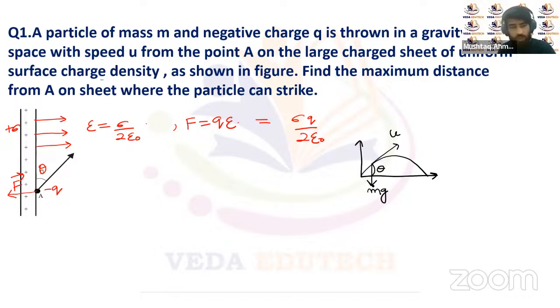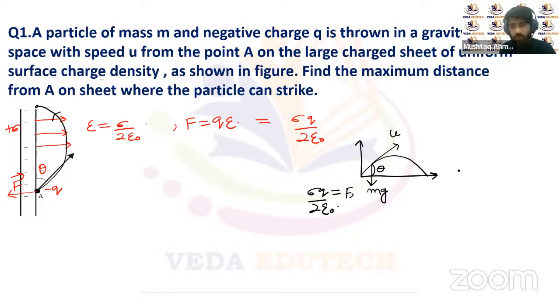In the same way, instead of the force mg, the force acting on this particle is sigma q upon 2 epsilon naught. Once again, the path of this charged particle will be a parabolic path like this. Somewhere here, the particle will strike the sheet, and this will be a parabolic path, same as that of an oblique projectile in gravity.